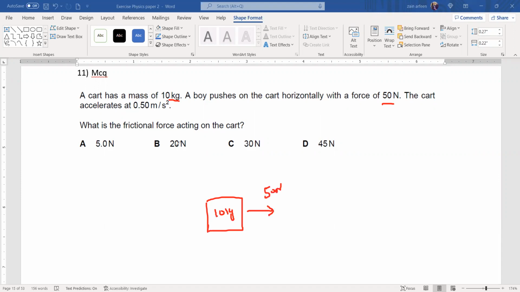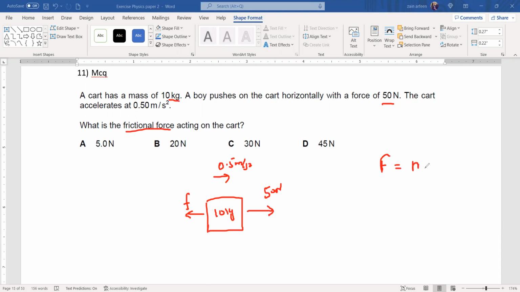The cart accelerates. The cart changes the speed, and 0.5 meter per second squared is the acceleration. We have to find the frictional force, the force which tries to stop the motion. So what is the formula? The resultant force, this F is a resultant force. It's a result of the two forces.